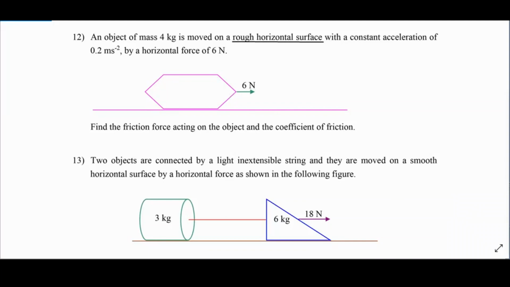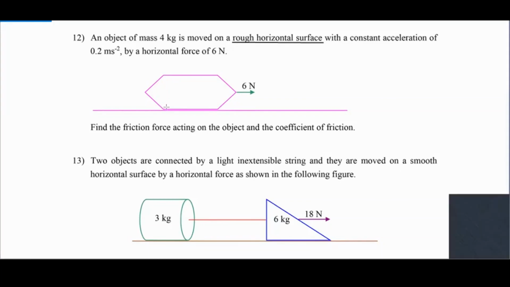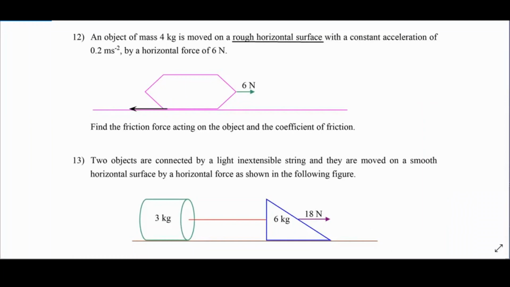The surface is rough. Rough surface means there should be friction forces. So first of all, I should mark the friction force acting on the object. In addition to the friction force, there is the weight, the gravitational attraction force, acting downward. In addition, there must be a normal reaction force, which is given by the surface.